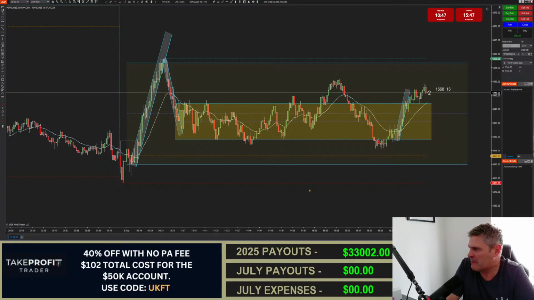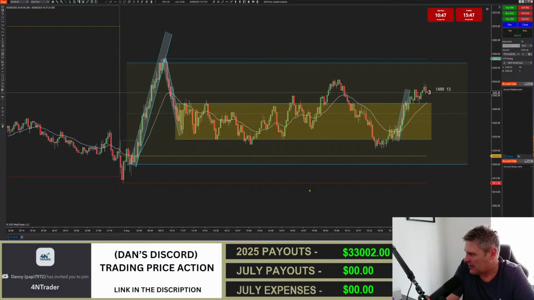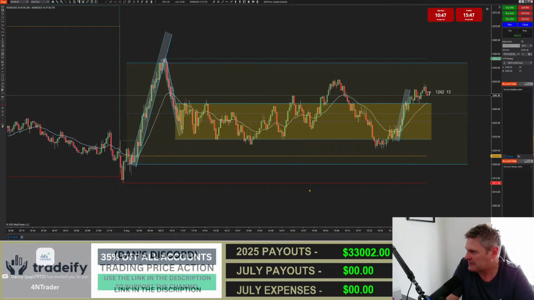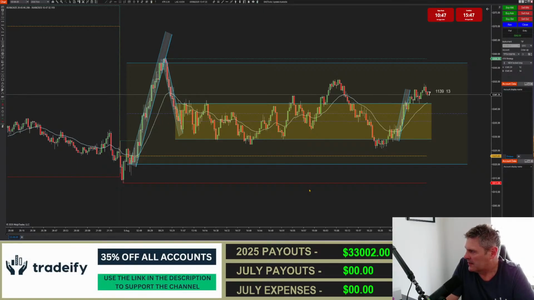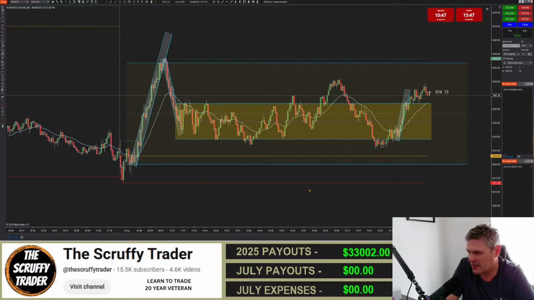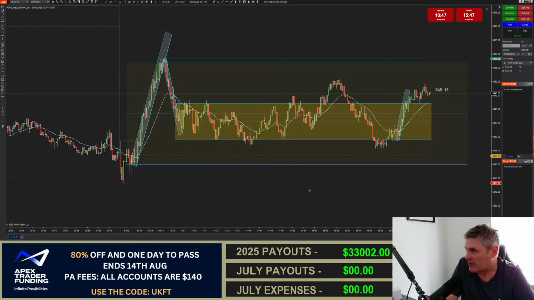$102, that's if you pass it. If you fail it, it's an expensive evaluation. So I certainly treat these with a little bit more respect than I would an 80% or 90% off Apex, because it's obviously costing a little bit more money. It's about £75 UK, whereas an evaluation with Apex at the moment is about £25. So they're 3 times the price. So you've got to be a little bit more careful.